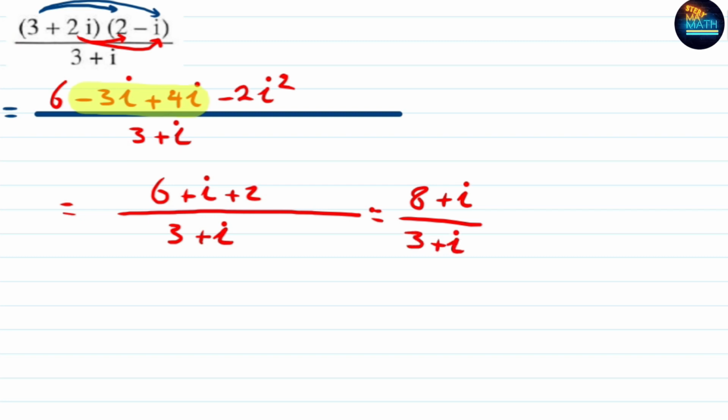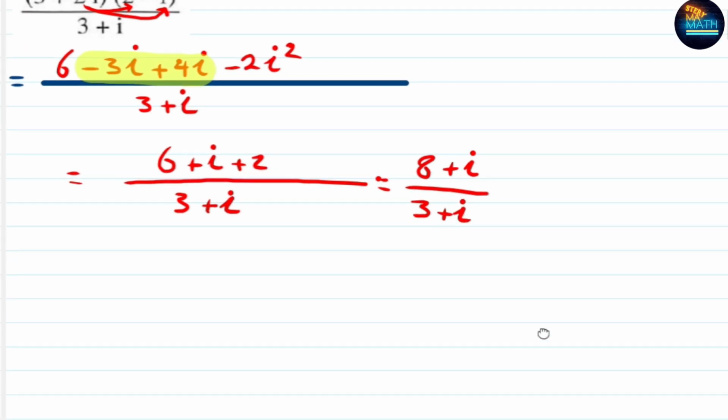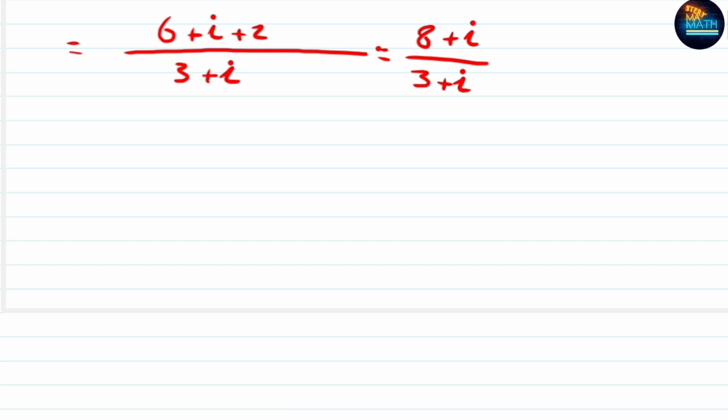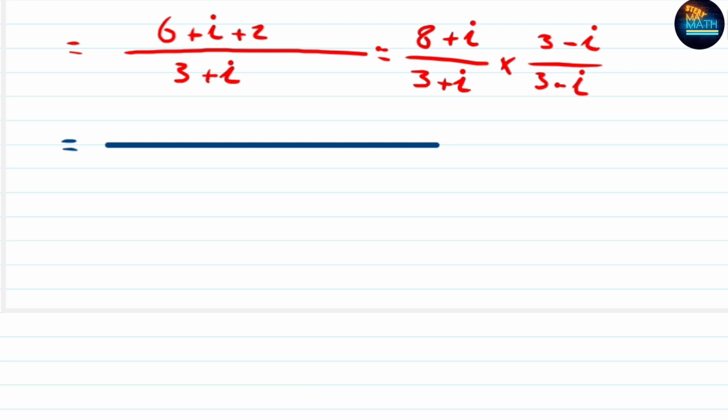Now you can multiply by the conjugate of the denominator, which is 3 minus i. So multiplied by 3 minus i in the numerator and 3 minus i in the denominator. And if you start with the denominator, 3 times 3 is 9. And i times negative i is negative i squared, because with the conjugates, you multiply the first by the first and the second by the second.